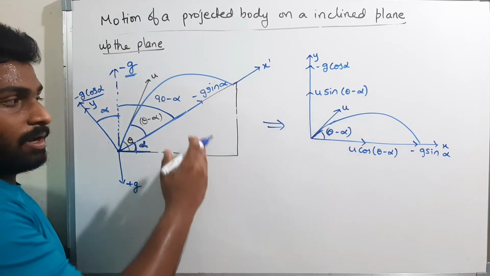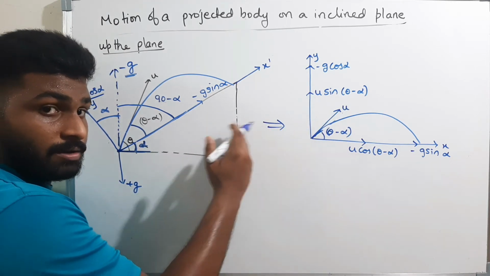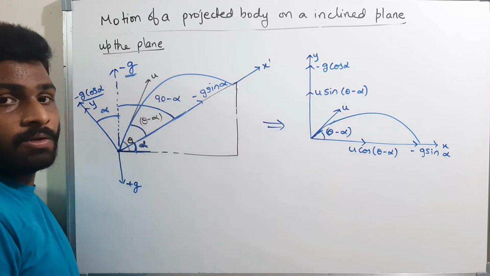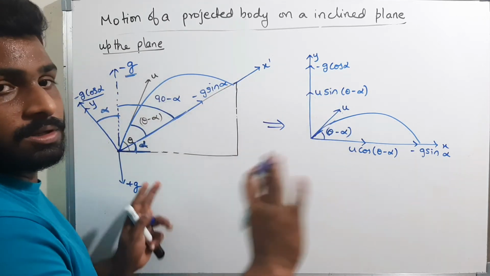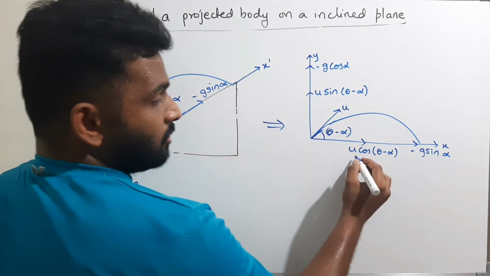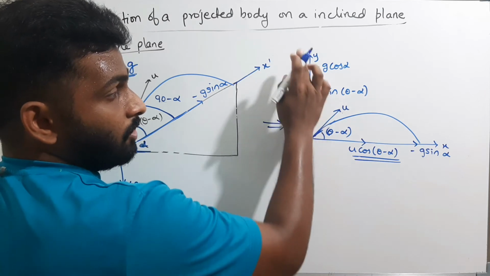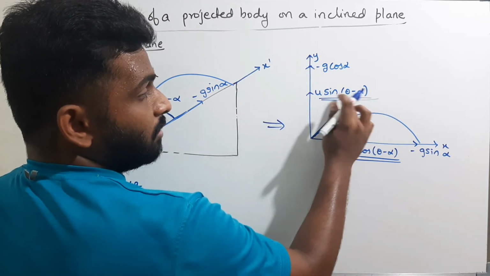That's all. I think you can feel the similarity, and it is clear how I converted this diagram into the other diagram. Now if you got this, everything is done. What is the horizontal velocity? The horizontal velocity is u cos(theta minus alpha). What is the vertical velocity? The vertical velocity is u sin(theta minus alpha).